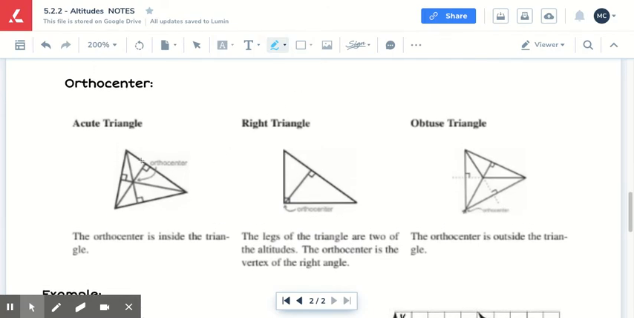Okay, so here are a couple of drawings. With an acute triangle, the orthocenter is inside the triangle. With a right triangle, the legs of the triangle are two of the altitudes, so the orthocenter is the vertex of the right angle. And if you have an obtuse triangle, this is a little bit hard to see on this picture, but anyway, this is your obtuse triangle here. The orthocenter is actually outside of the triangle, so this would be the orthocenter way out here.